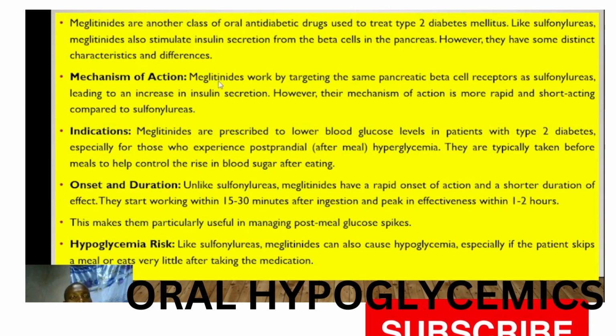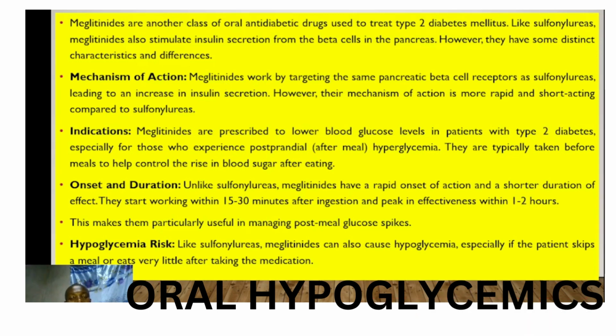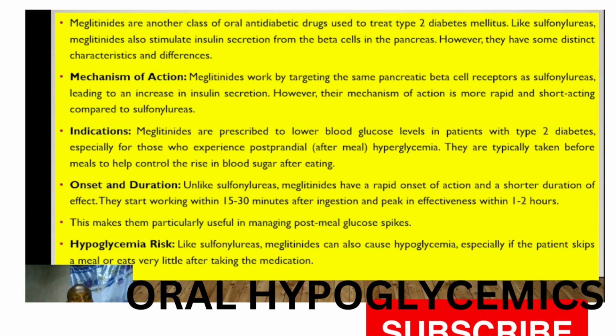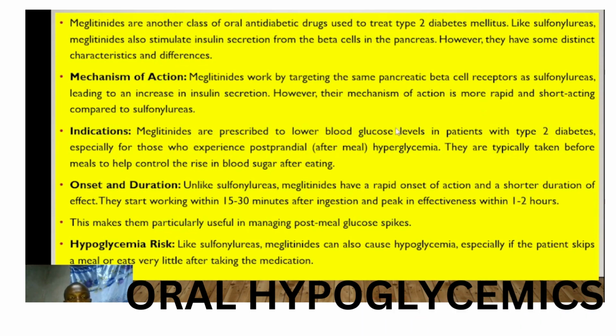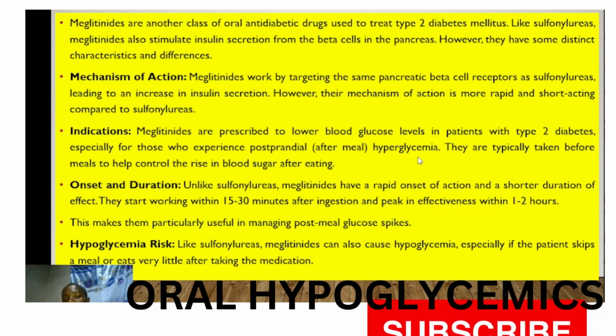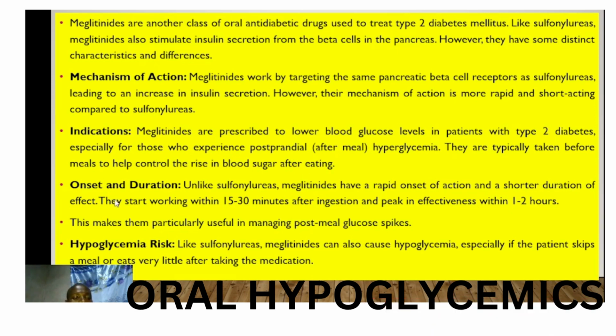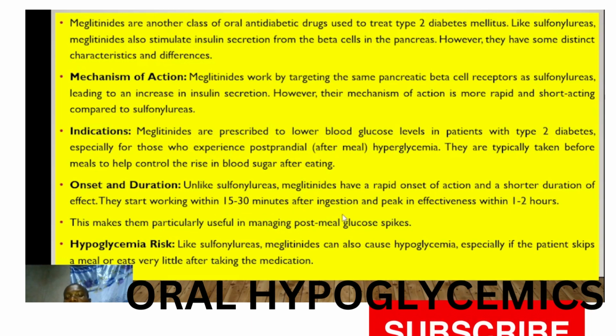But the meglitinides will be good when there are high spikes in hyperglycemia. Let me say it by looking at the indication. The meglitinides are prescribed to lower blood sugar in patients with type 2 diabetes, especially those who are just experiencing post-prandial, after meal, hyperglycemia. They are typically taken before the meals to help control the rise in blood sugar after eating. So unlike sulfonylureas, the meglitinides have a rapid onset of action and shorter duration of effect. They start working within 15 to 30 minutes after ingestion and peak their effectiveness within 1 to 2 hours. This makes them particularly useful in managing post-meal glucose spikes.